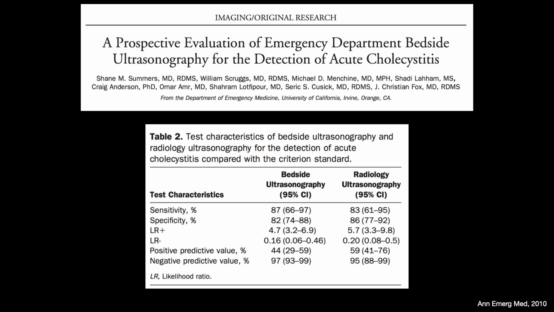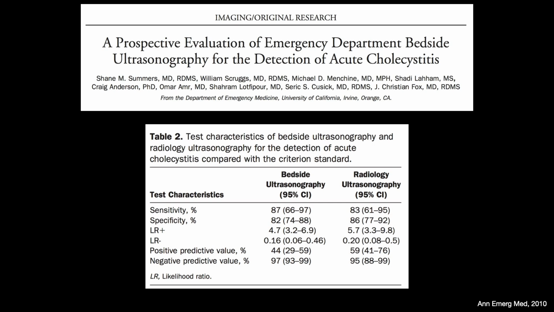And Chris did a lot of early studies in gallbladder ultrasound, justifying our use of it in the ED. What he wanted to show is radiology performed ultrasound versus point of care, so RADIS versus POCUS, for cholecystitis. And he really showed comparable test characteristics.